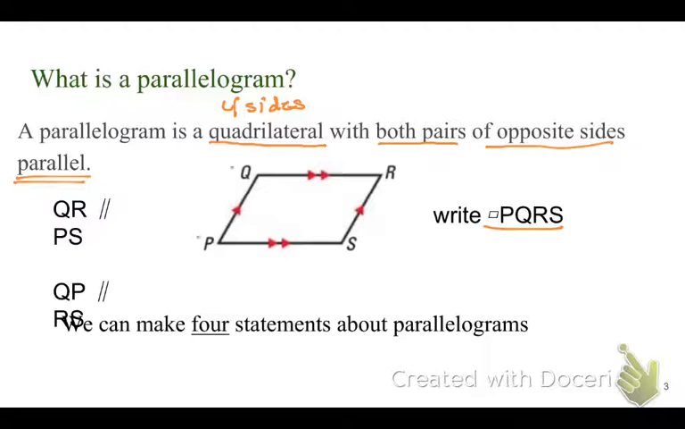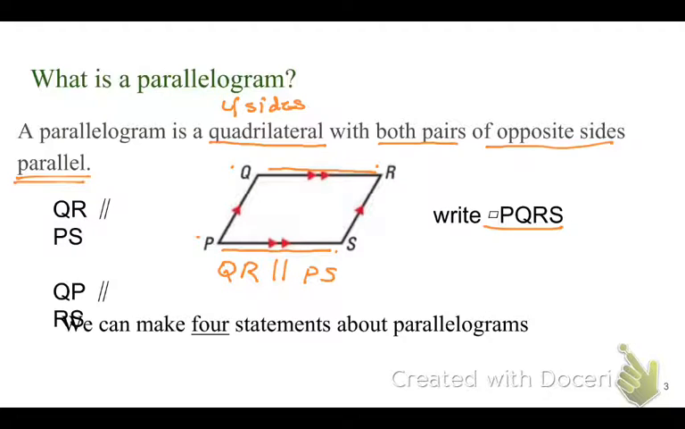PQRS. Okay. So what the definition is telling us is that QR, okay, here's QR, is parallel, that's the sign for parallel, to PS, which is that right there. So these guys are parallel. Okay, change colors.